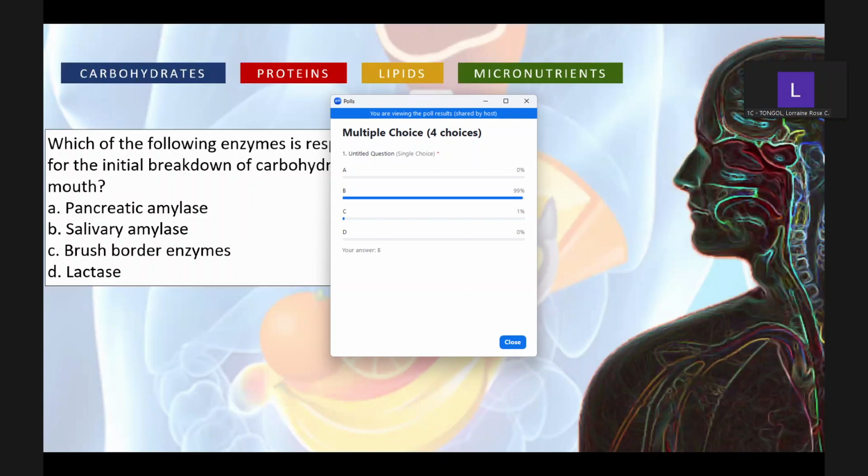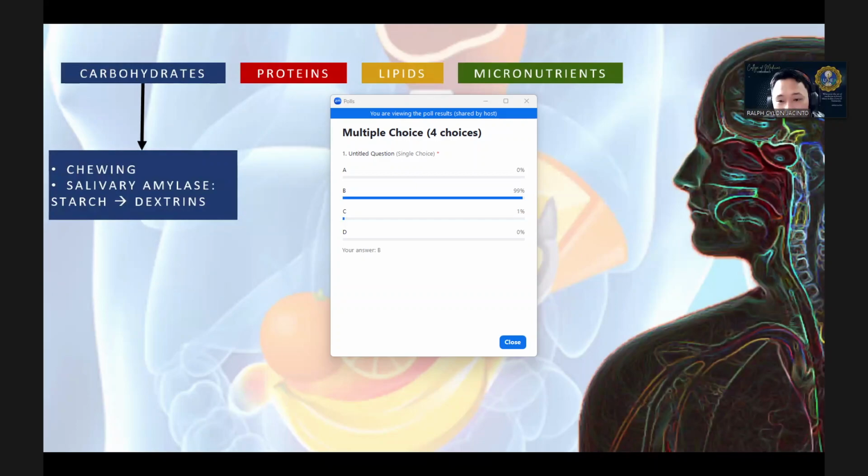So, how would you describe your salivary amylase? What is its action? So from the name, amylase, and it's salivary, meaning to say it's secreted by the salivary gland, and it actually, yan, it converts your complex carbs to monosaccharides. Actually, hindi. Hindi pa. Yan. Tignan natin.